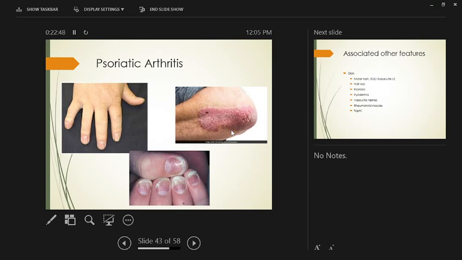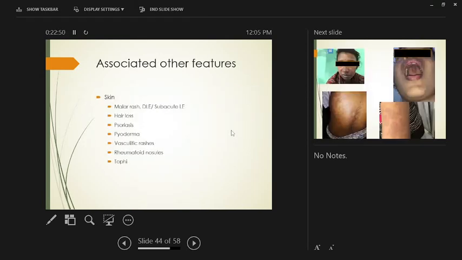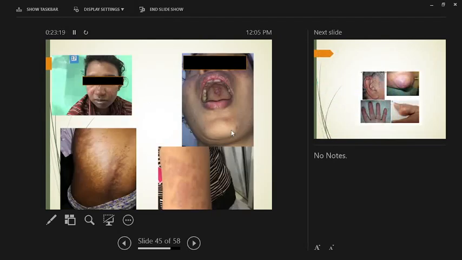So here we looked at the associated features. The patient had psoriasis, and the joint involvement is in keeping with psoriatic arthritis. The diagnosis here is psoriatic arthritis. So looking at the associated features can help us to come to a diagnosis. We have to look at the skin, to see if there's any malar rash, DLE, subacute lupus erythematosus, then hair loss, whether there's psoriasis, whether there's pyoderma, vasculitic rashes, rheumatoid nodules, or gouty tophi. So these will help us come to a diagnosis.